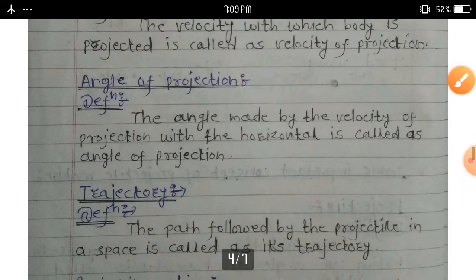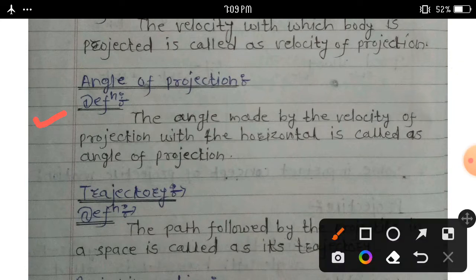Another definition, what is meant by angle of projection? Angle of projection definition: the angle made by the velocity of projection with the horizontal is called the angle of projection.